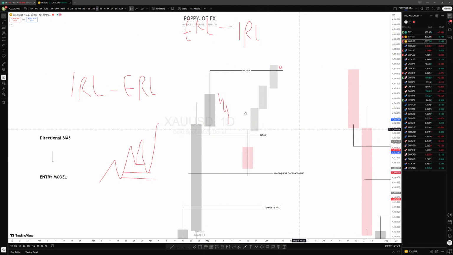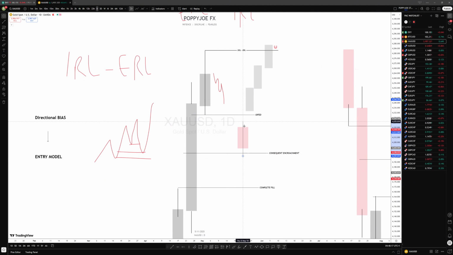So over here too, if you have a similar thing, and price trades into the 50%, it doesn't close, and then we have the complete fill. Now the complete fill is like a total reversal.